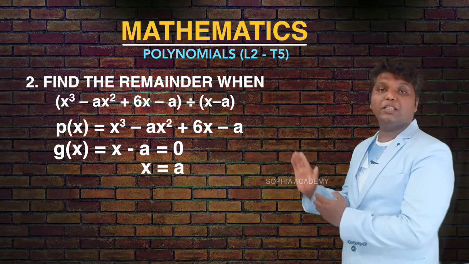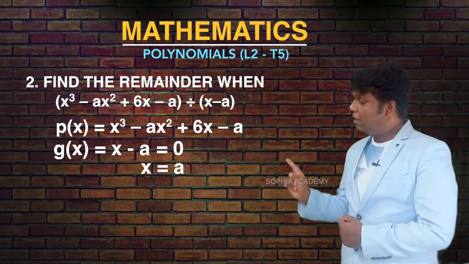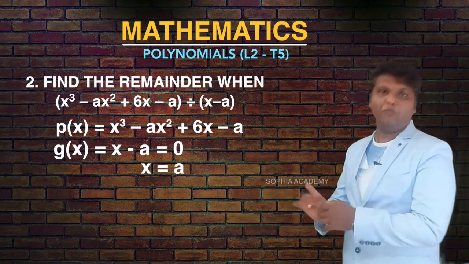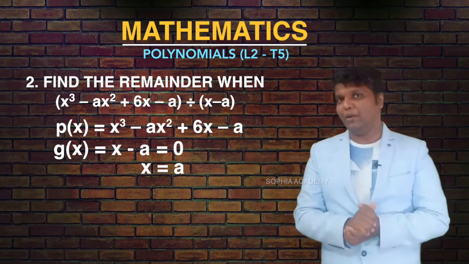Equate g of x to 0 and find x from that. Whatever value you get for x, place it inside p, that is, find p of that value. That will be the exact remainder. That's what we call the remainder theorem.